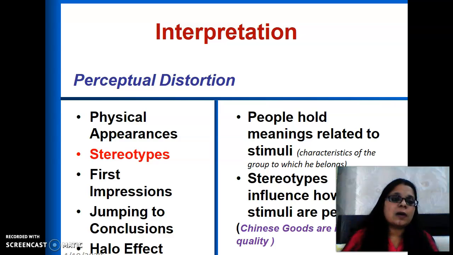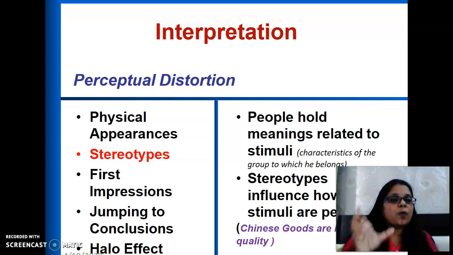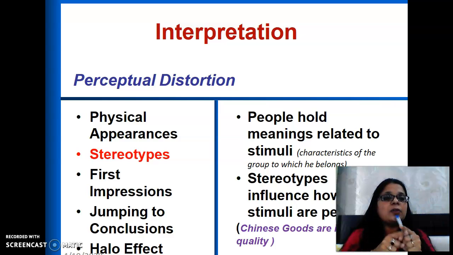So suppose, for example, any company in China actually wants to manufacture goods of very good quality and keep the price higher, but Chinese goods have a different kind of perception in the mind of consumers, and that is why it helped draw a very stereotypic kind of image in the mind.